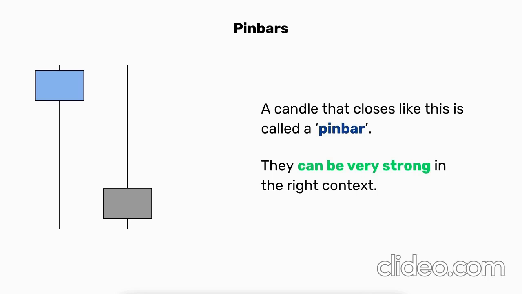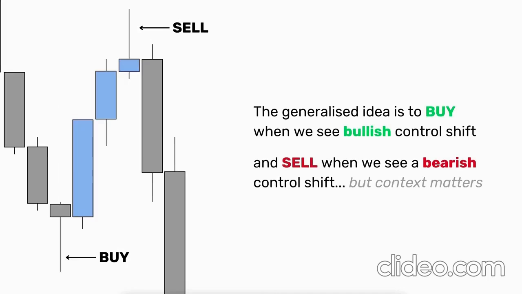The most important part about each of these candlesticks, including pin bars, as well as the engulfing that we showed you before, is that rather than looking at it as just a pattern, you want to consider what the market is actually telling you with that battle between buyers and sellers. This is where the valuable information can be found. So with pin bars or control shift candles, the generalized idea is to buy when we see bullish control shifts and sell when we see a bearish control shift. Context matters and it will be covered very soon.